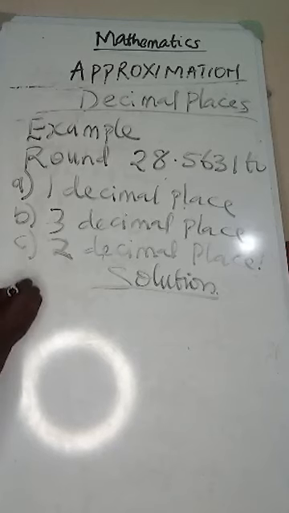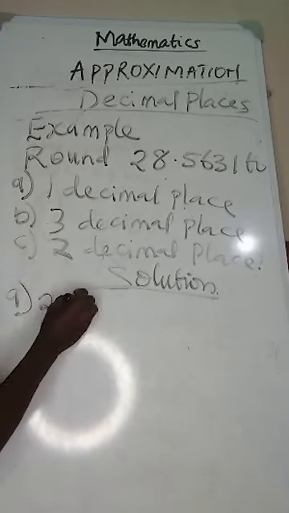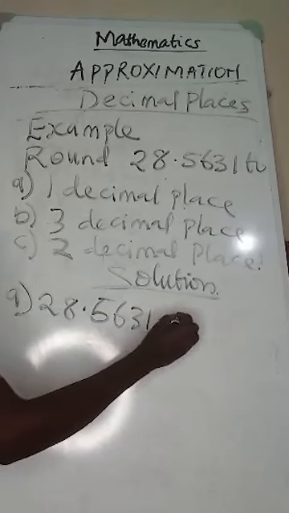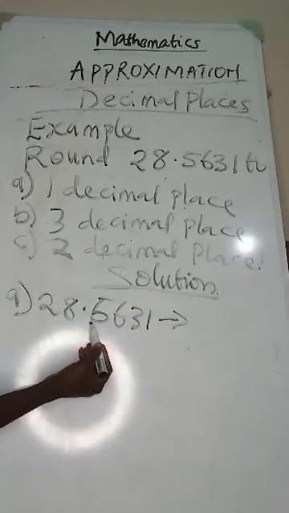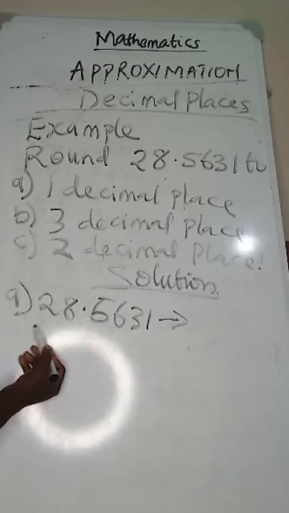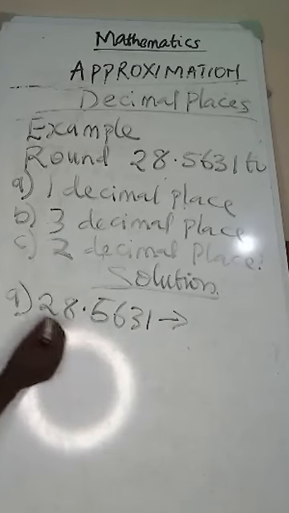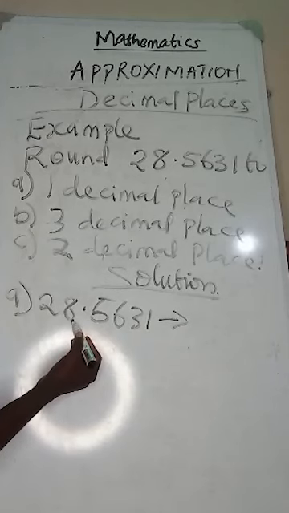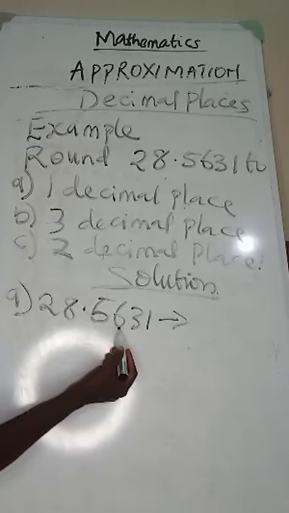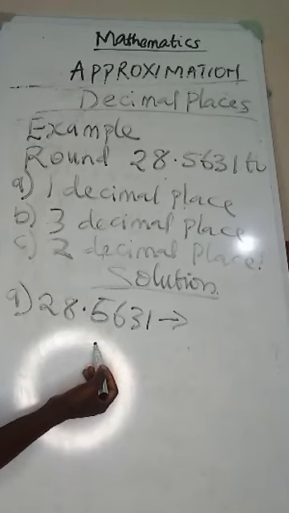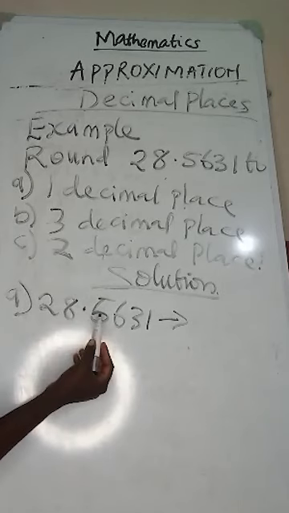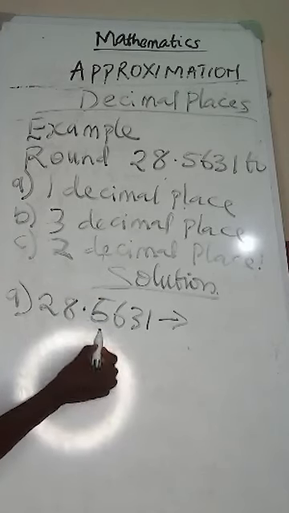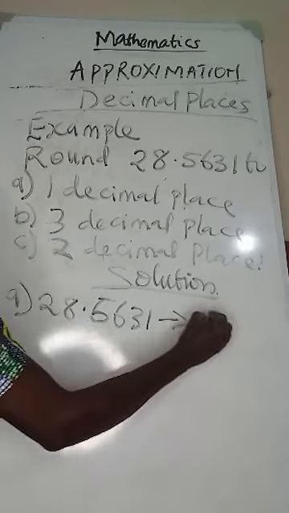Here, 28.5631, we are going to look at the decimal part and not the whole number part. This is the whole number, this is the decimal. Now we are going to consider the number that is very close to the decimal, these two, to the nearest one decimal place. Remember this is after the decimal, here is 1, 2, 3, 4. So we are looking at here now. It's going to be 28.